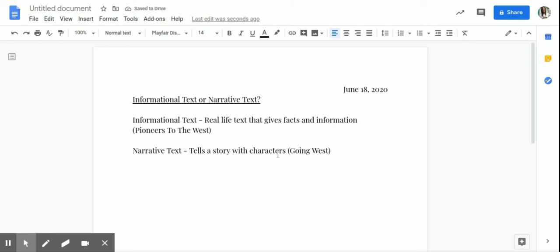So now today for your Google form, you are going to have to answer the question, what kind of text do you most like to read? Do you prefer to read informational text that gives facts and information, or do you prefer to read narrative text that tells a story with characters? So this is just an opinion today. You can either say, I prefer to read informational text because, or you could say, I prefer to read narrative text because, but you need to tell why you pick which one you like better.